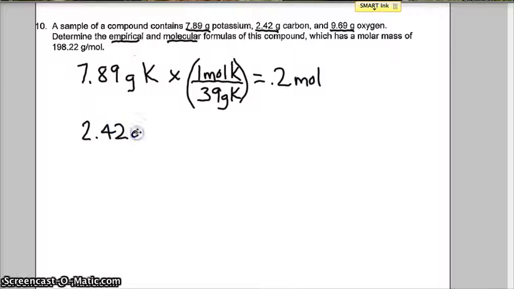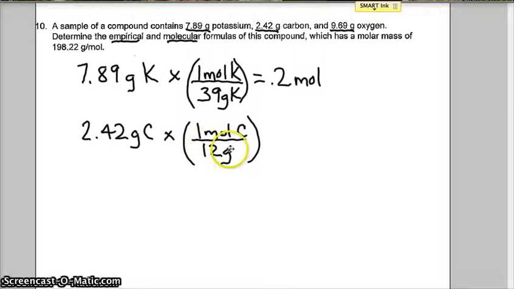Okay, so we're going to do that for the next two. For carbon, we have 2.42 grams of carbon multiplied by the molar mass, 1 mole of carbon over 12 grams of carbon, which is, again, found on the periodic table. And you take 2.42 divided by 12, you get 0.2 moles of carbon. And again, I forgot to do this, but it's important to cross off your units that cancel. So the grams cancel each other out, and that's why we're left with moles.